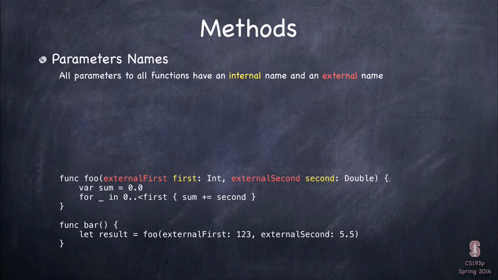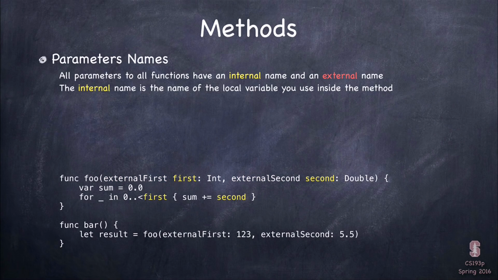Okay, on to methods. So now we're going to talk about the syntax of methods. I showed you this in class a little bit, but I'm going to talk about the full semantics of it. It's interesting about the naming of functions. So here's someone defining a method, and here is someone calling this method. Watch this colored stuff going on as I talk about these various things. So all parameters to functions have an internal name and an external name. Every single parameter. So here's the first parameter. Here's the second parameter. They both have an external name and an internal name. The external name comes first. The internal name comes second.